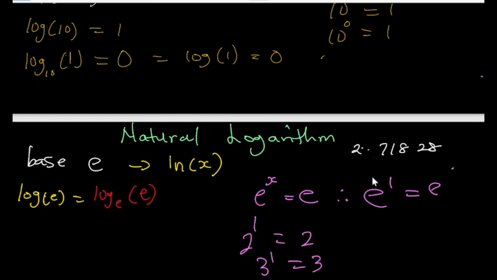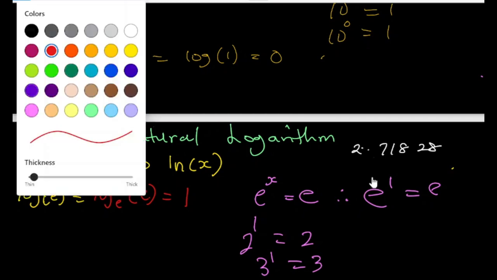Sorry, by what power will e be raised to get e? That would definitely be 1, because e to the power of 1 is e. So the log of e to get e is 1.